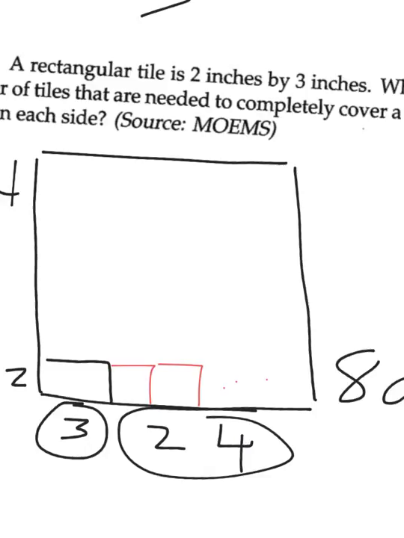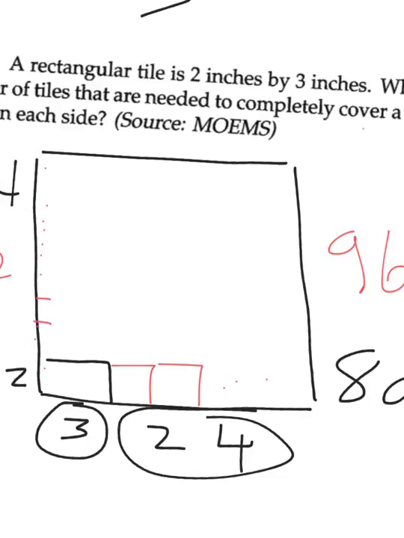Well, how many tall can I be? There it's 2 inches, right? So 2, 4, 6, all the way up to 24. So I can have 12 rows of 8. So it seems like I could have 96.